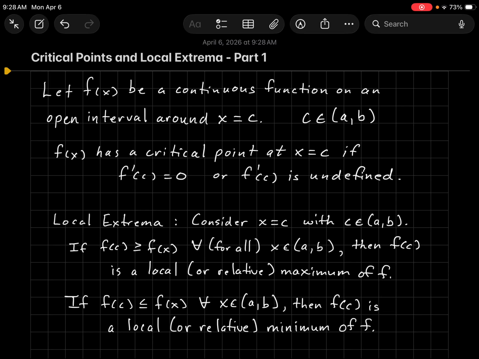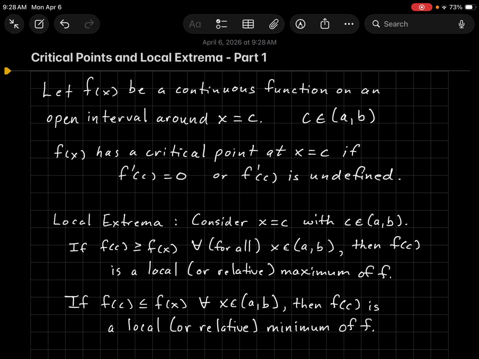Our first definition, critical point. f of x has a critical point at x equals c if f prime of c equals 0 or f prime of c is undefined. We will use this a little bit later. But let's take a look at our next two definitions, which are of local extrema.